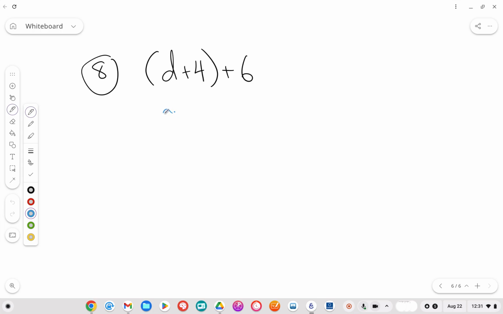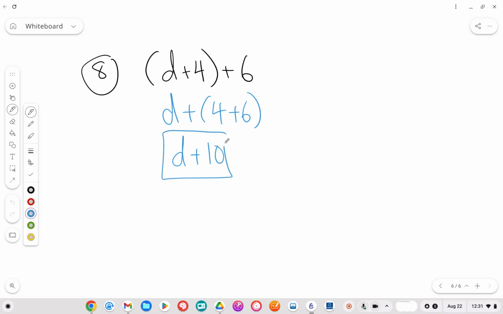So we could go ahead and say D plus 4 plus 6 because those are both constants and we know those can both go together. So that would be D plus 10, okay? Or you could say 10 plus D. Either way would work, okay?